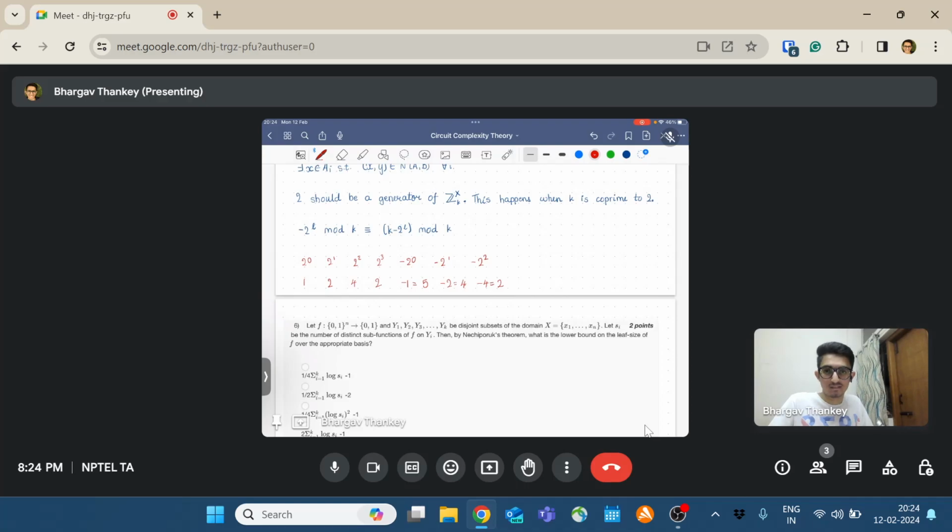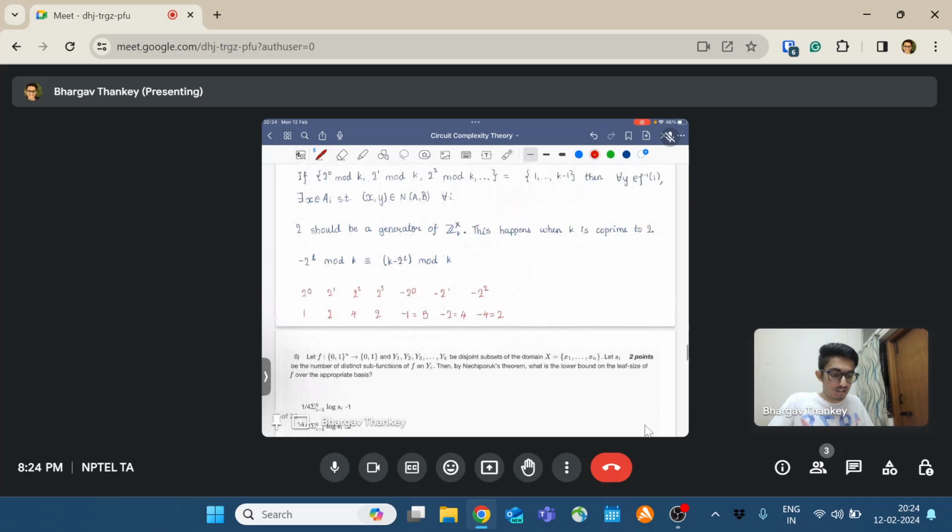Could you frame this one as a question? The sufficient condition. Okay. So the condition is this: when is every number in 1 to k minus 1, when can you write every number in 1 to k minus 1 as a power of 2 mod k? So when can you write every number in 1 to k minus 1 as a power of 2 mod k?